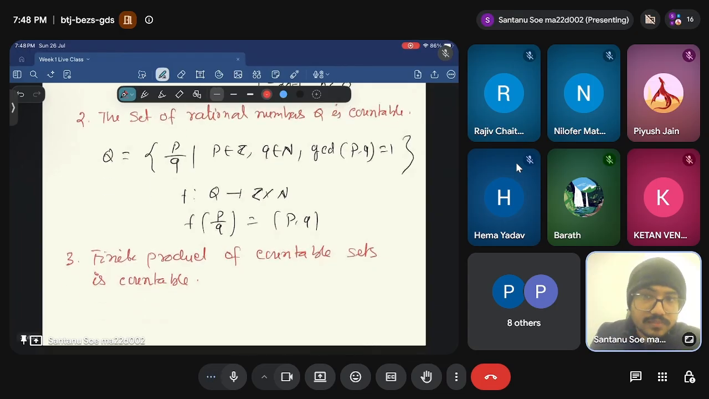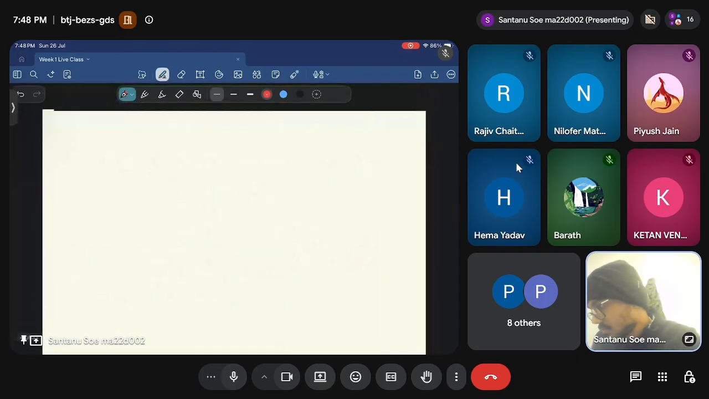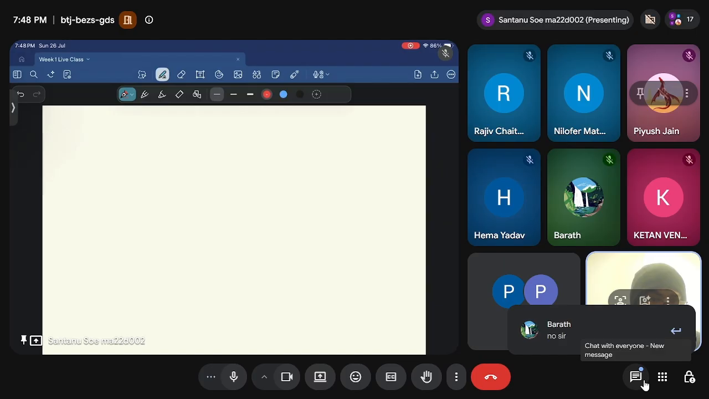What about R, the set of real numbers? Is R countable? Is the set of real numbers countable? Hello, anyone? Is the set of real numbers countable? No, why? Why is it not countable?